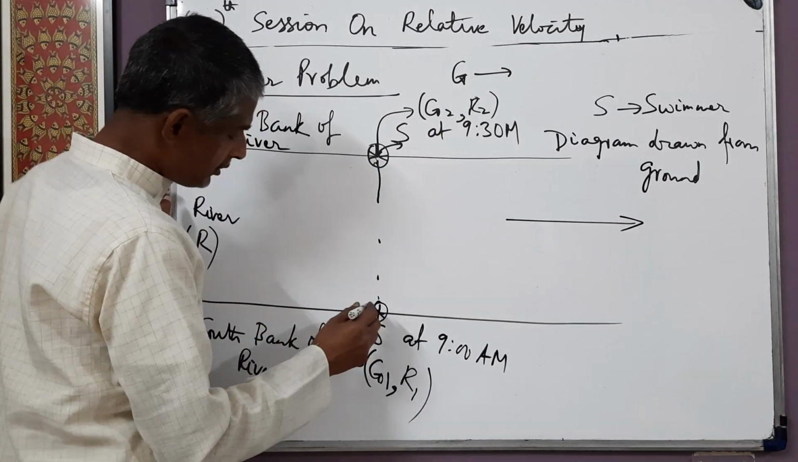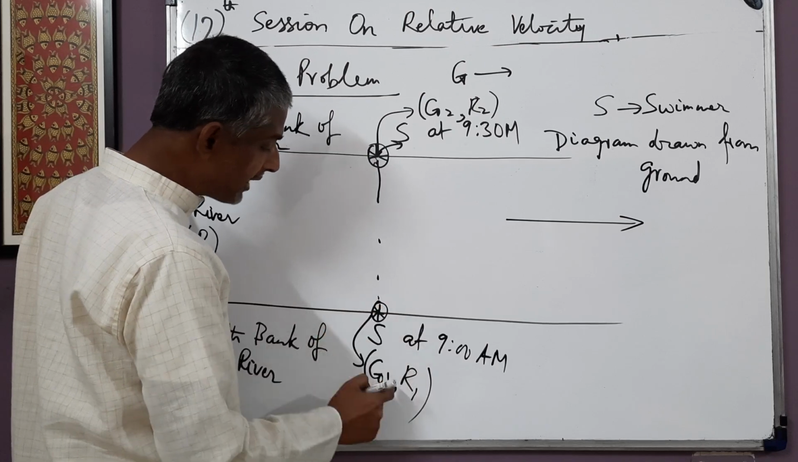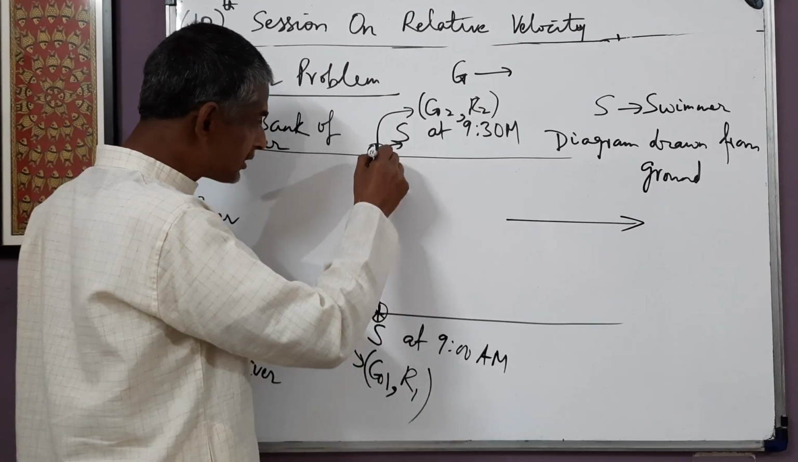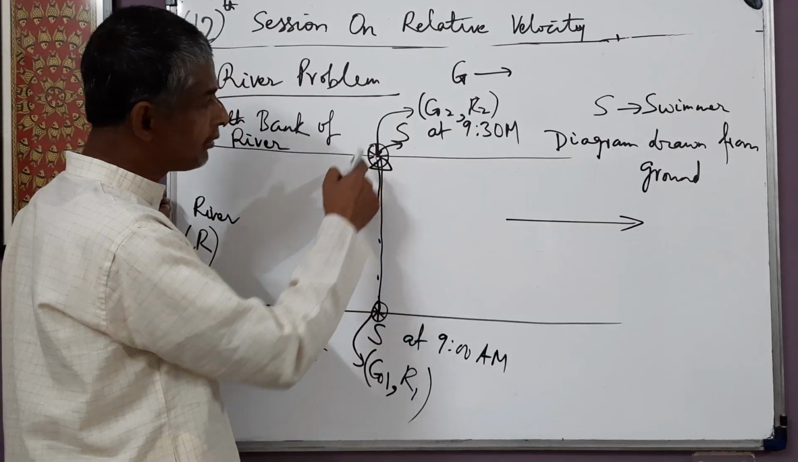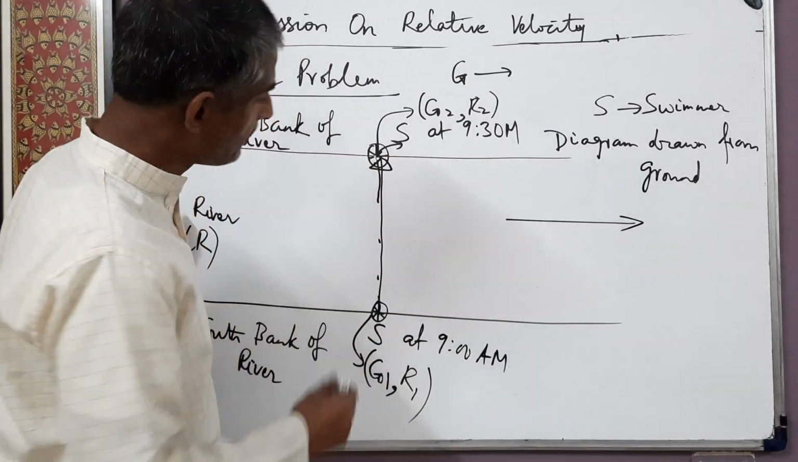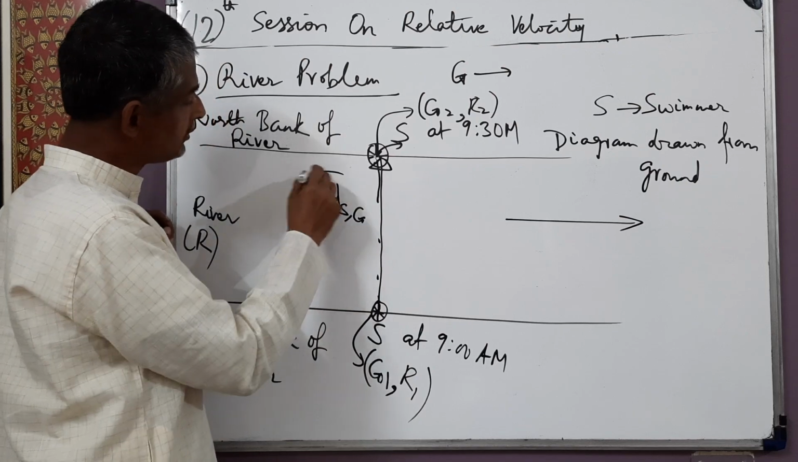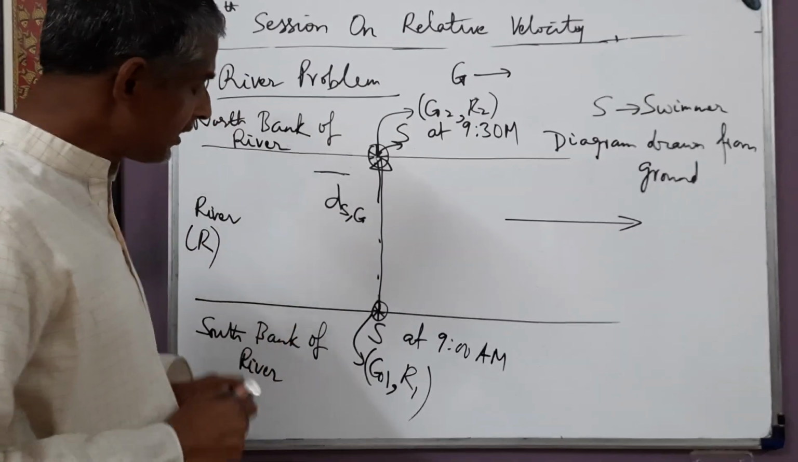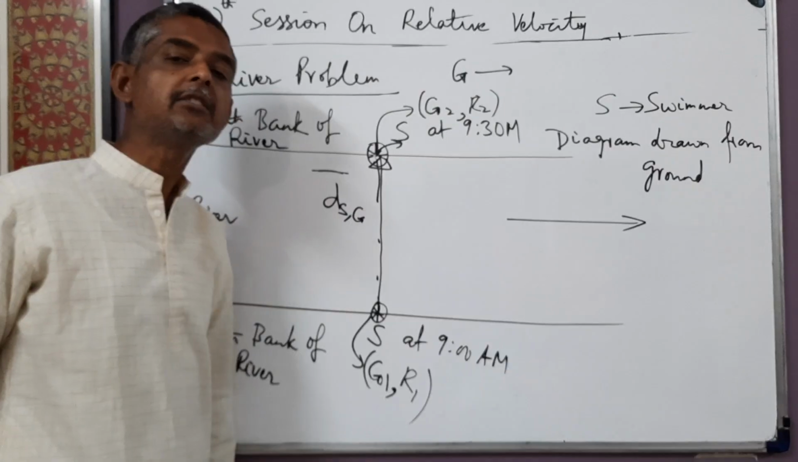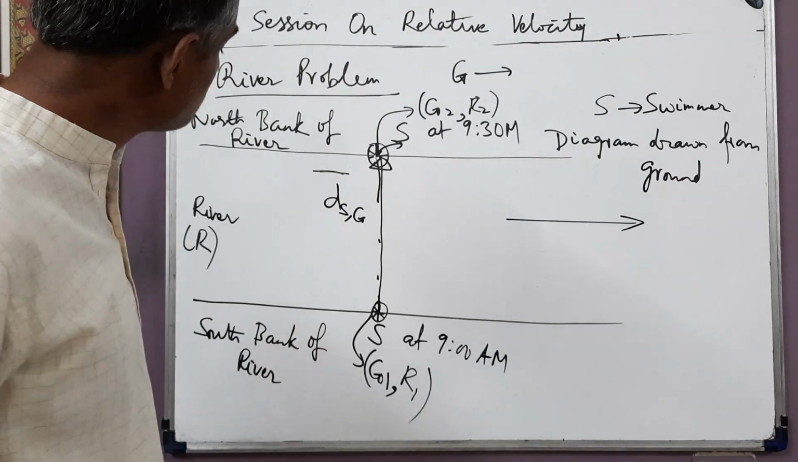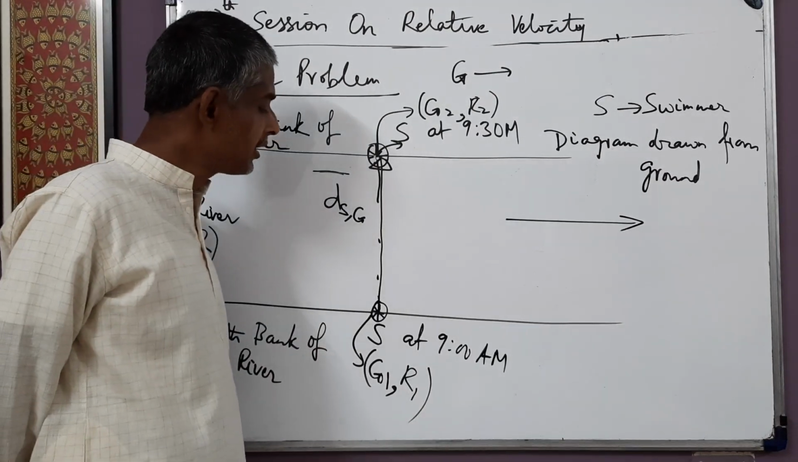So the displacement of the swimmer with respect to ground from 9 a.m. to 9:30 a.m. is the displacement from initial location G1 to final location G2 as seen at 9:30 a.m. So this is DSG, meaning displacement of swimmer with respect to ground in the interval 9 a.m. to 9:30 a.m.